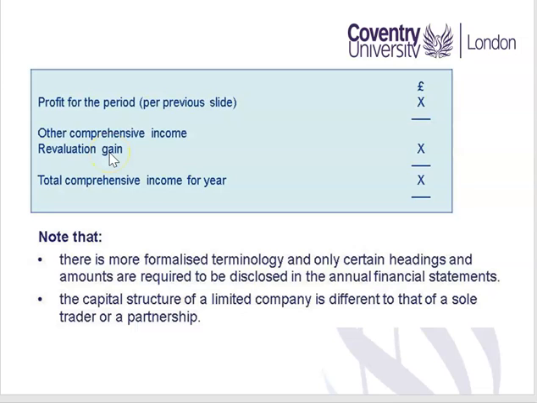Another type of item that may come here would be financial instruments that is stated at fair value through other comprehensive income. Again, that will not feature here. So as far as you are concerned, any revaluation gain would appear here on other comprehensive income. When you add that to the profit before, that gives us the total comprehensive income for the year. Note at the bottom that there is more formalized terminology, and only certain headings and amounts are required to be disclosed in the annual financial statements.